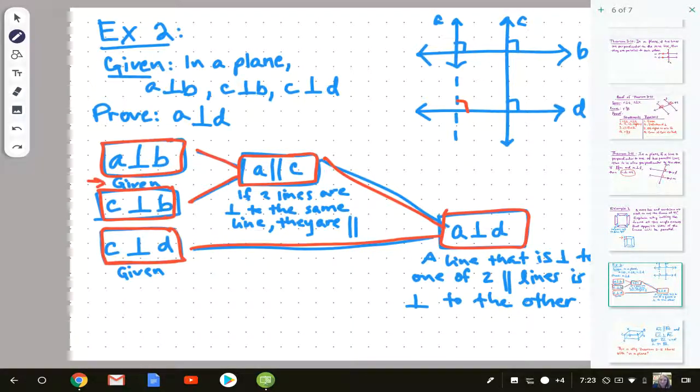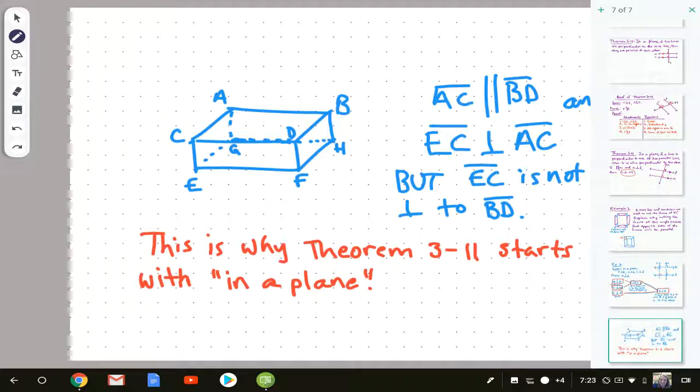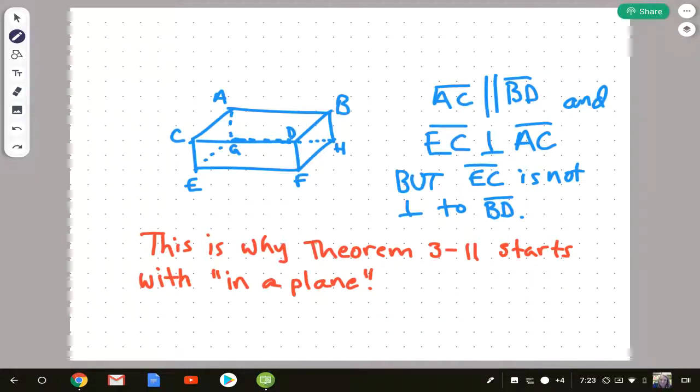All right, one more example from this section. I have drawn in a rectangular prism, and this is going to be used just for us to see something about the last two theorems, 310 and 311. They began with in a plane. So the reason can be seen if we look at this figure. If I pick two lines, AC and BD, I can say that those are parallel. And also I can say that EC is perpendicular to AC.